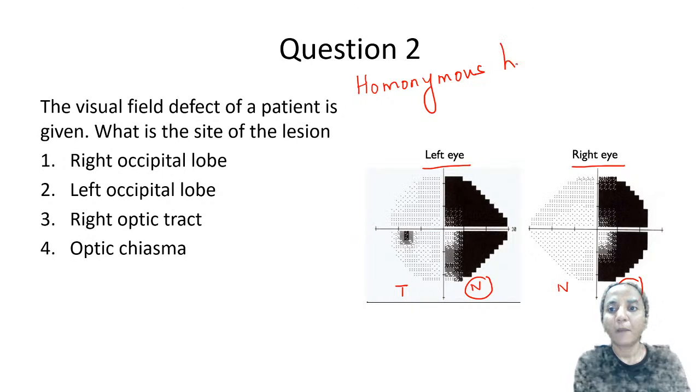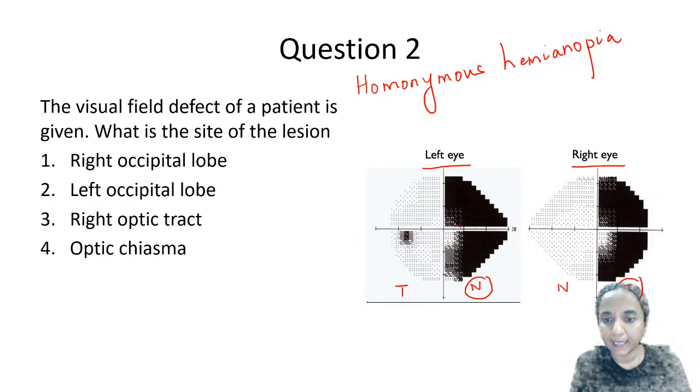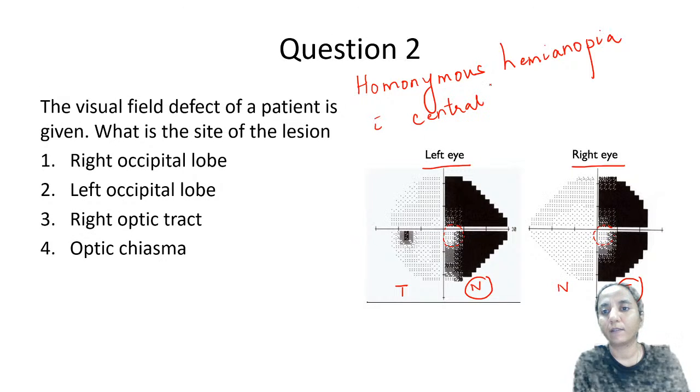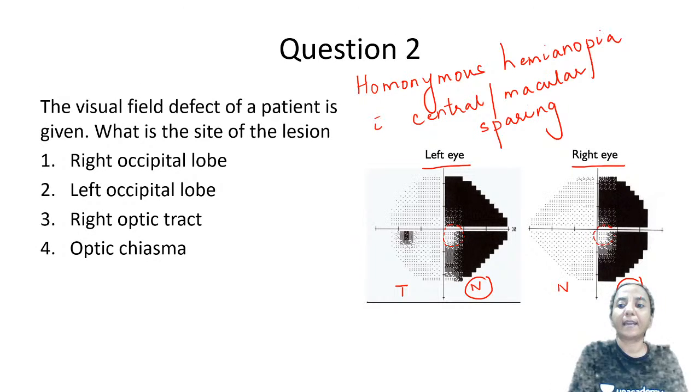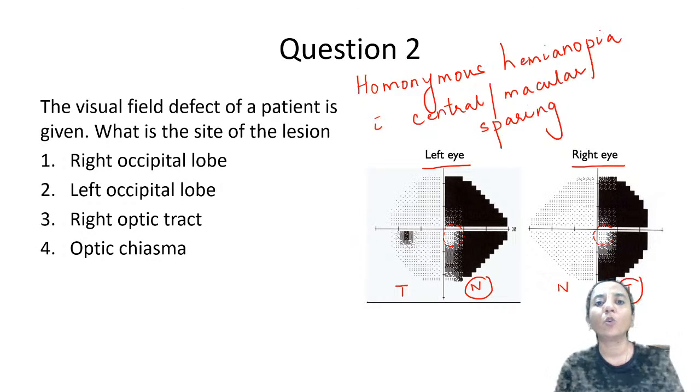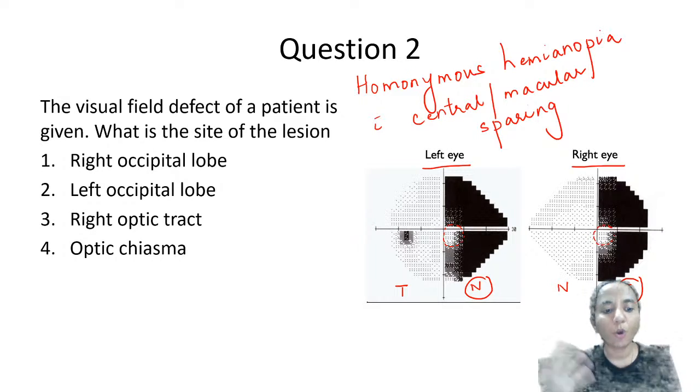But if you look carefully at the homonymous hemianopia, you will find that this central area is not black. It is spared. So this is a homonymous hemianopia with central or macular sparing. Right? Now see, this is not that difficult. What is difficult is to understand the right and the left. Now the question is, do we call this a right homonymous hemianopia with macular sparing or a left homonymous hemianopia with macular sparing?